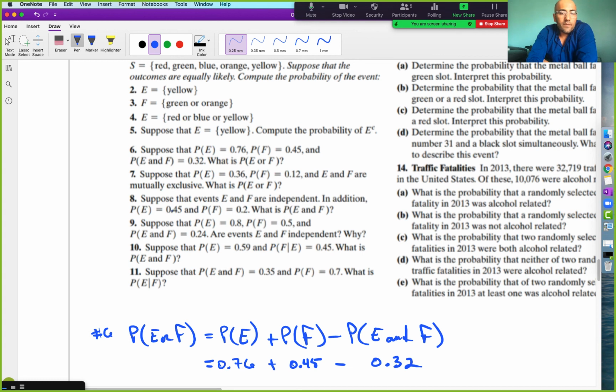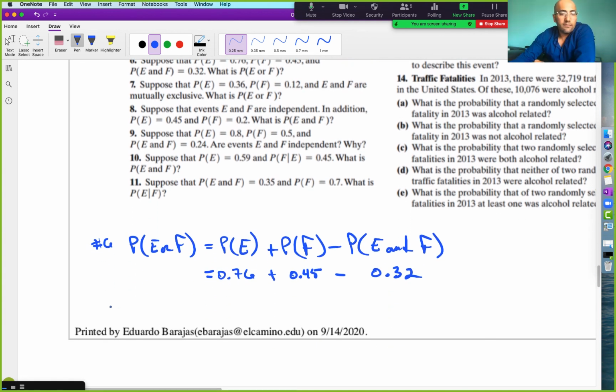Okay, number 8: suppose events E and F are independent. In addition, the probability of E is equal to 0.45, and the probability of F is equal to 0.2. What is the probability of E and F? Well, we know that if the two events are independent, then the probability of E and F is equal to the multiplication of E and F. Good, number 8.